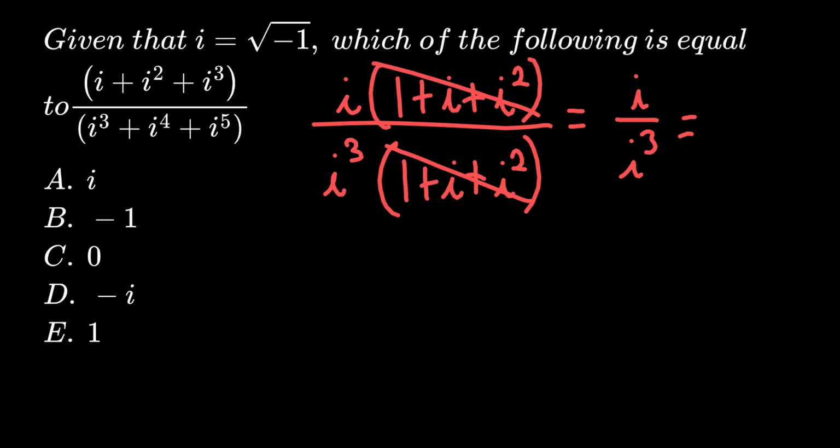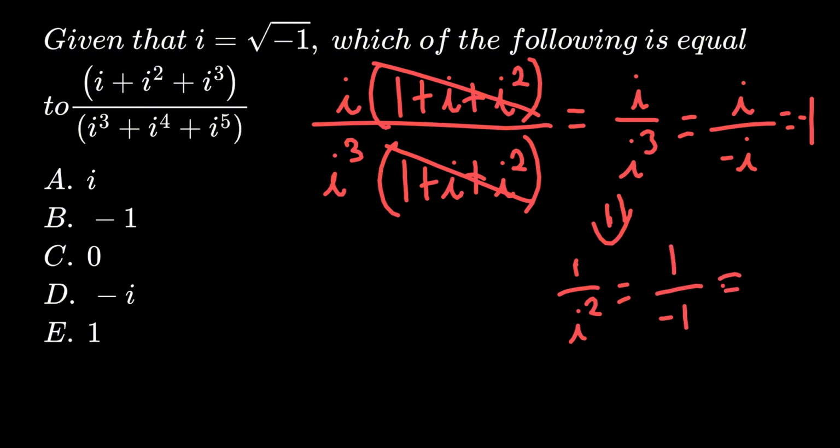You can go about this multiple ways. You can convert this i to the third to negative i, and that can be just basically negative 1 because anything over itself is 1, but this is just a negative on bottom, so it's negative 1. You could take the quotient rule and have 1 over i squared. i squared is negative 1. And then your answer is negative 1. So I know that several ways that negative 1 is my correct answer.